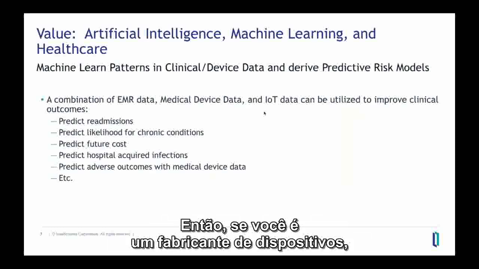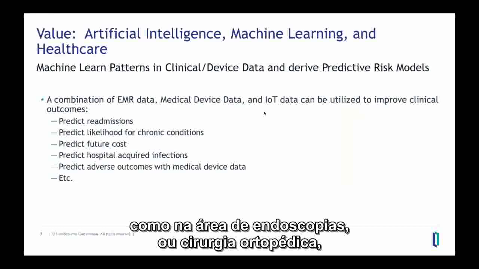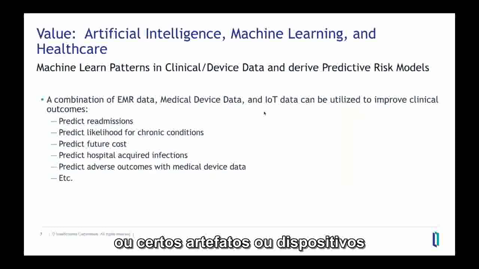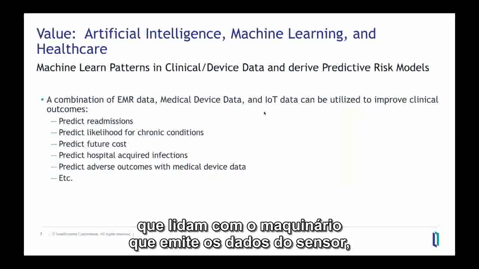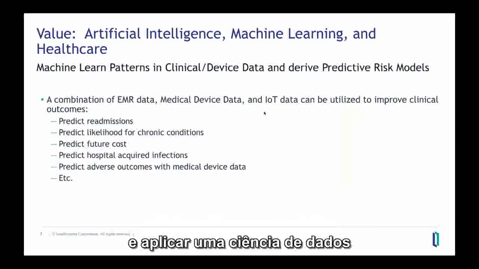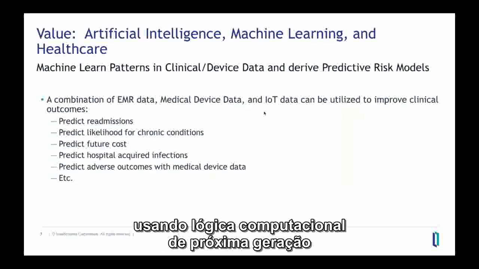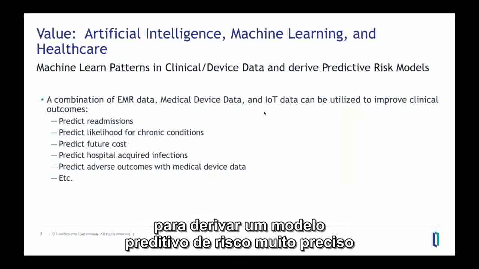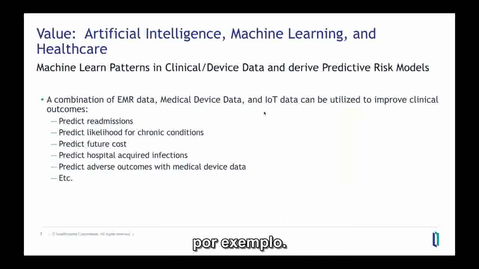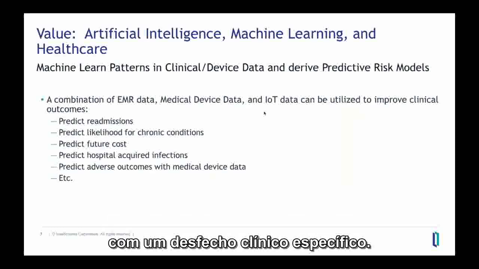So if you're a device manufacturer, like in the field of endoscopy or orthopedic surgery, and you provide sensors that monitor the sterilization, or you provide devices dealing with machinery that emits sensor data, you can couple it with the clinical information for that particular patient, put it in a single information mass, and then apply data science, the next generation computational logic, to derive a fine-tuned predictive model. That model can correlate the frequency of the sterilization, as one example, or potentially changes in the workflow on how devices are being handled, with a particular clinical outcome.